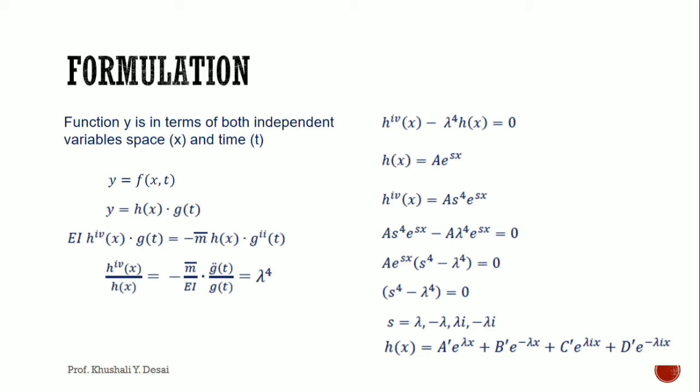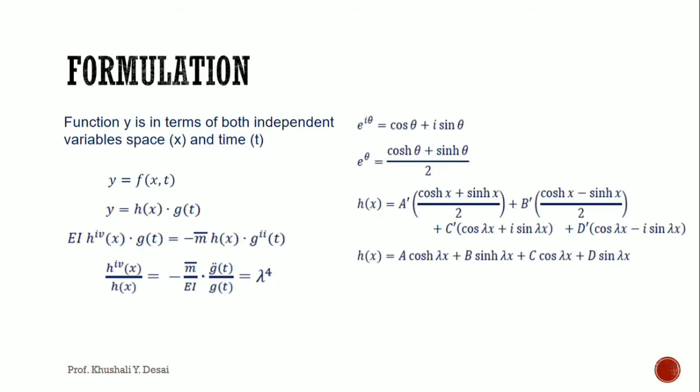But we already know that e raised to i theta is equal to cos theta plus i sin theta, and similarly e raised to theta is given by this equation. Substituting these values, the final equation is as given: h of x equal to a cosh lambda x plus b sinh lambda x plus c cos lambda x plus d sin lambda x.